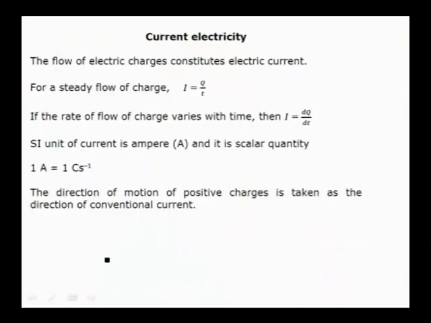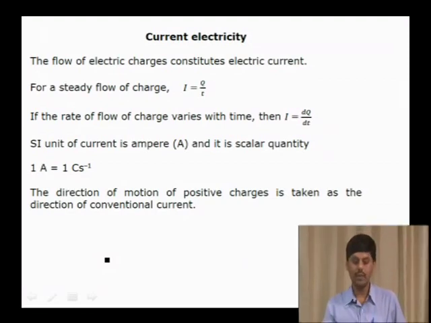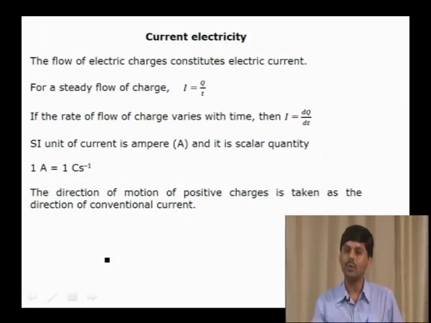Electric current. Flow of charges constitutes electric current. For steady flow of charges, I is equal to Q by T. If the rate of flow of charges varies with time, then we take I is equal to dQ by dt. The SI unit of current is ampere and it is a scalar quantity. See here, current has both magnitude and direction.